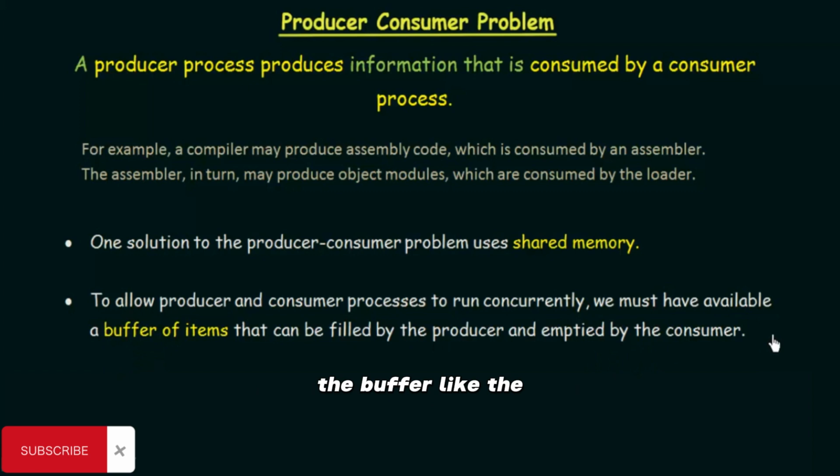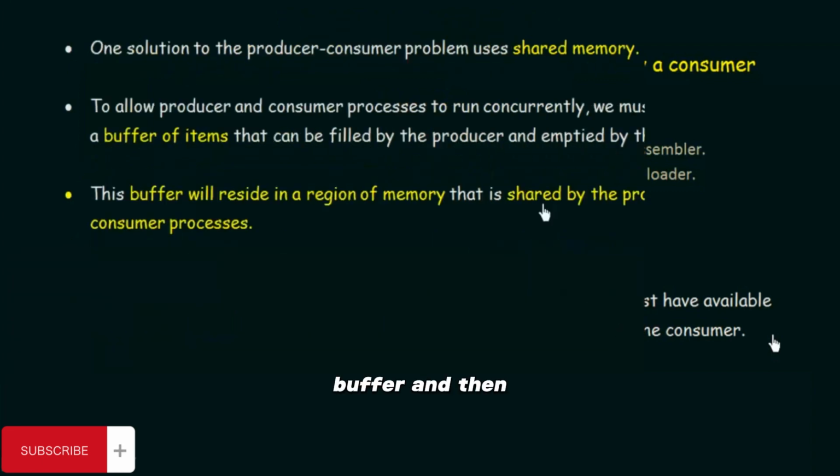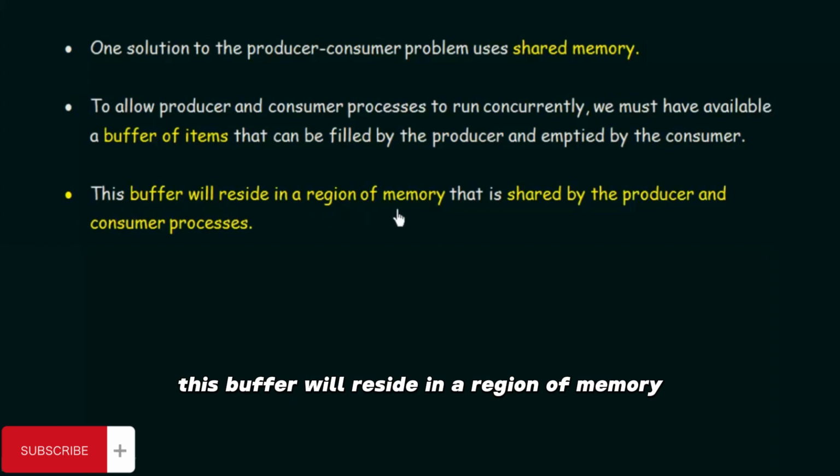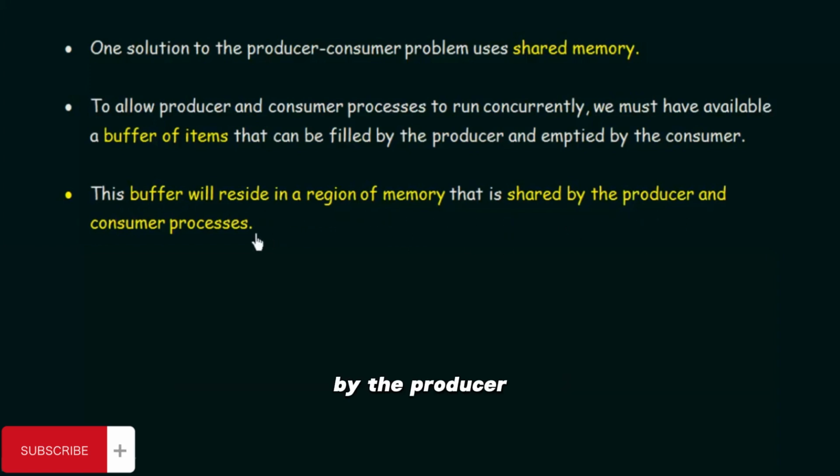We can think of the buffer like the shared memory, the region of shared memory. In that region of shared memory, or the buffer, the producer will produce and keep the items or information, and then the consumer will consume from that buffer. This buffer will reside in a region of memory that is shared by the producer and the consumer processes, so that they can both access that region of memory, and hence they can work together.